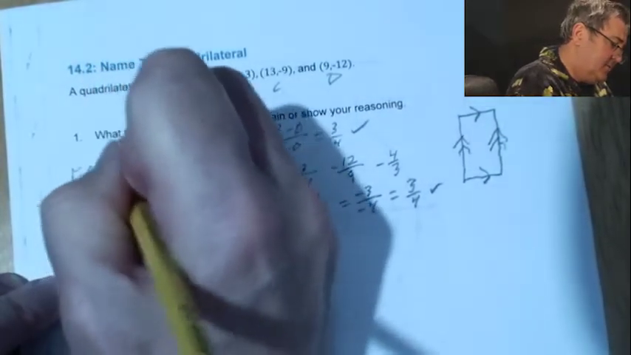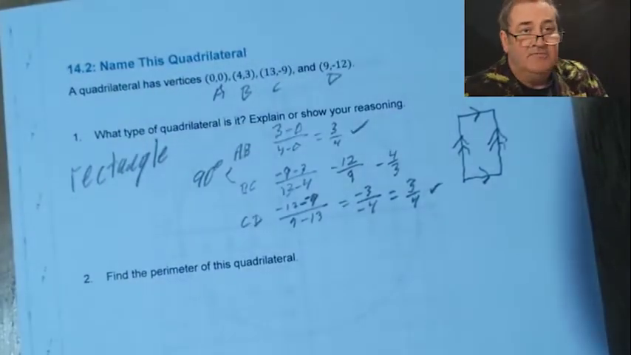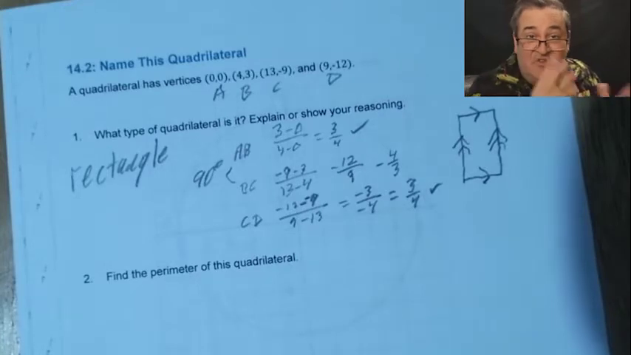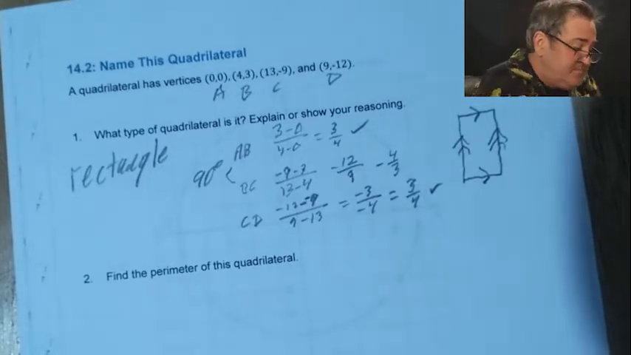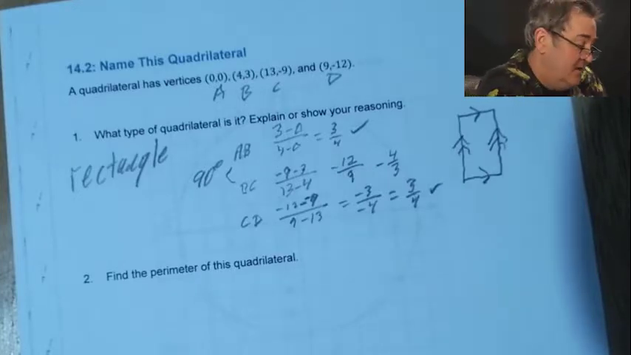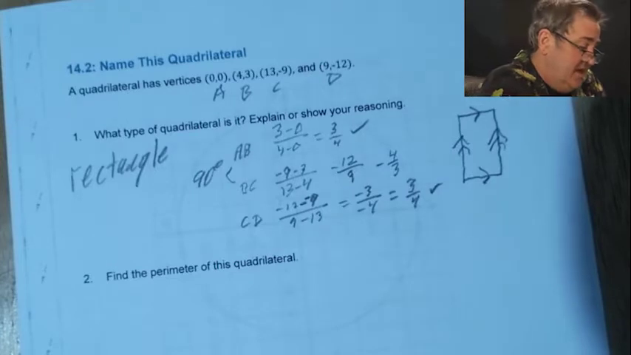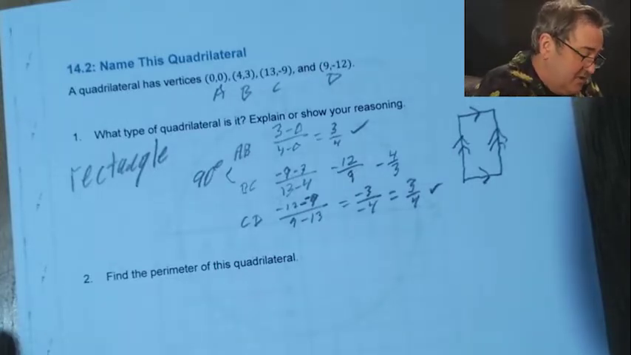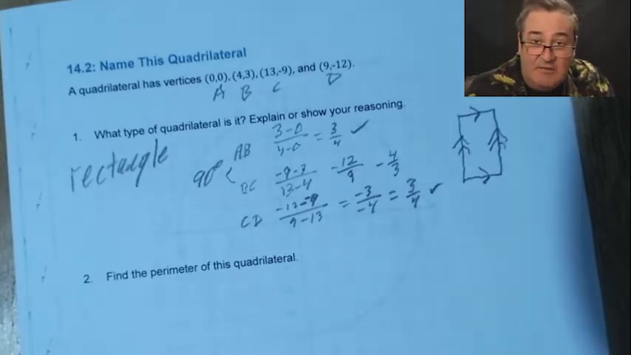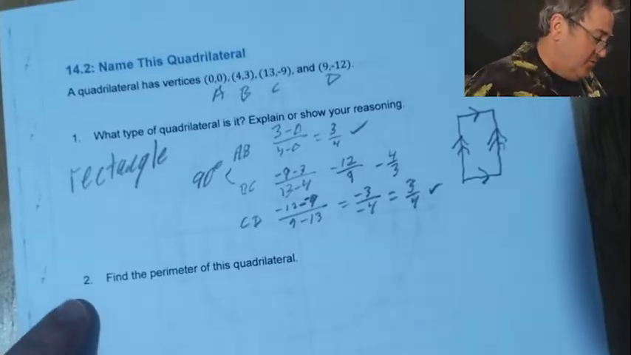So this is a rectangle. It has to be a rectangle. Two sets of parallel sides, and it has 90-degree angles. It's a rectangle, which is also a parallelogram. A rectangle is a parallelogram. We don't know if it's a square because we don't know if all the sides are the same length. We just know that they're 90-degree angles. Okay. Four 90-degree angles, rectangle.